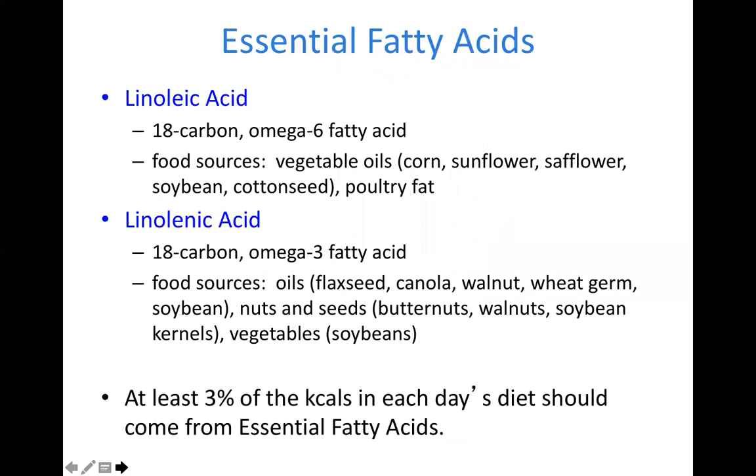So the essential fatty acids. The essential fatty acids include linoleic acid, which is an omega-6 fatty acid, and linolenic acid, which is an omega-3 fatty acid. And remember that the omega-6 and omega-3 have to do with the location of the double bonds in the fat. In general, the American diet is higher in omega-6 fatty acids because these come from a lot of vegetable oils, which we consume in high quantities. And we tend to be lower in omega-3 fatty acids. You can see the sources: flax, canola, walnut, wheat germ, soybean, nuts and seeds, vegetables, and also fish oils are high in omega-3s.